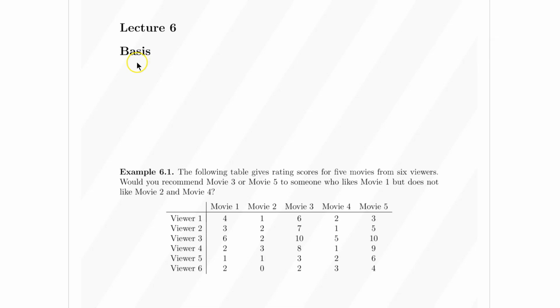This lecture is the last lecture for the first half of this course. The thing that we're going to talk about here, basis, is the culmination of everything that we have seen so far, which is the span and linear independence, and also vector space.